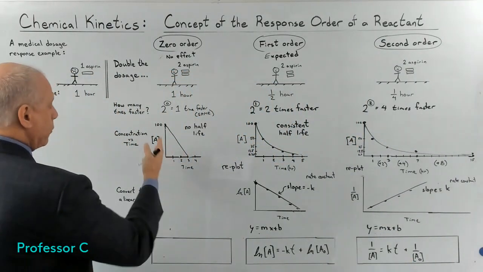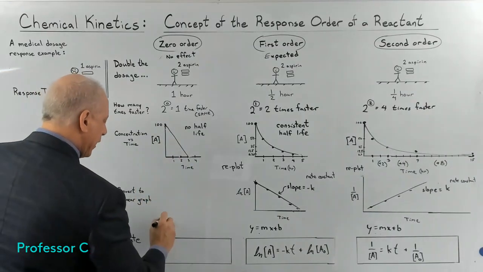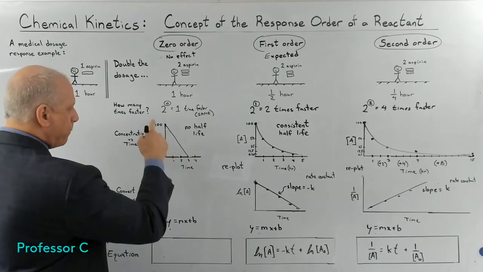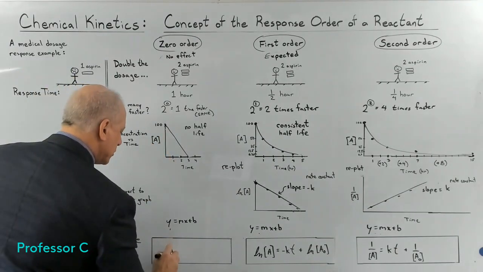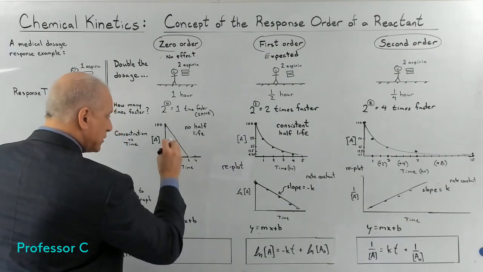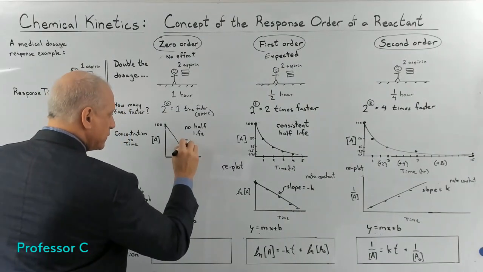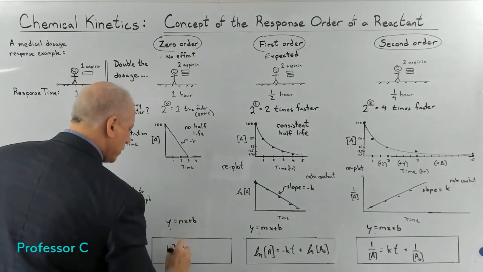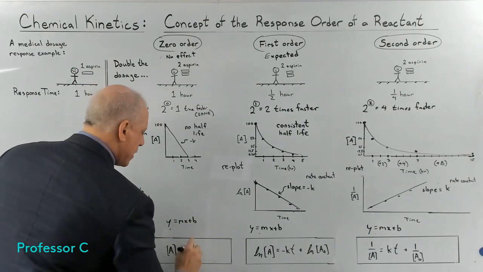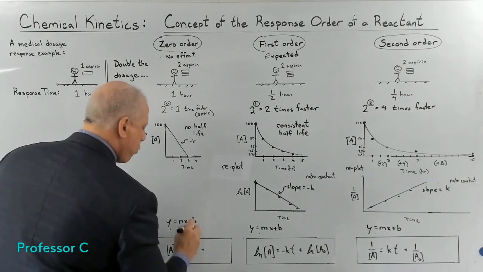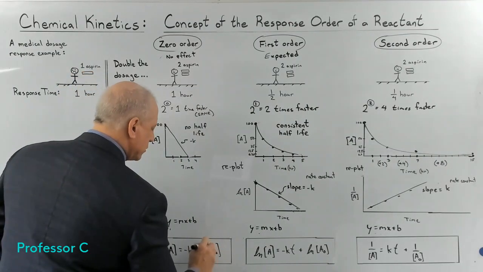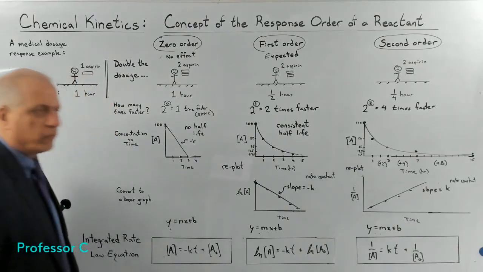And for a zero order graph, this is already a line. Y equals mx plus b. Y is the concentration of the reactant. M is the slope. This is a negative slope, negative k, the rate constant. X is the time, and then b is the y-intercept, the original concentration of the reactant.